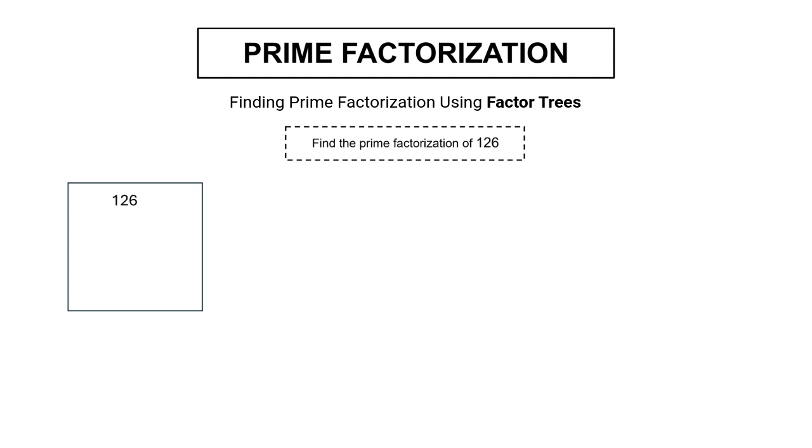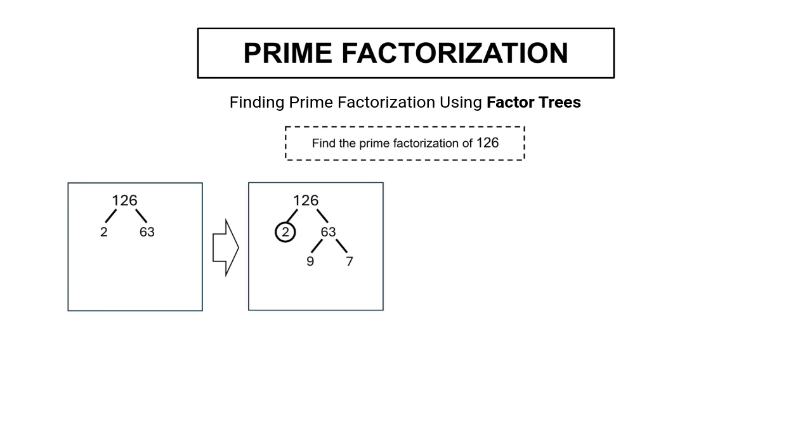So since 126 is not a prime number, we have to branch out using a times table. I'll just use 2 times 63. 2 is a prime number, so that branch will stop. 63 is not prime, so we have to branch out with a times table. We'll just say 9 times 7. 9 is not prime, so we have to branch that out with a times table. We can use 3 times 3. 7 is prime, so that branch will stop.